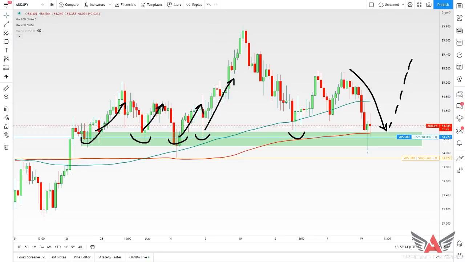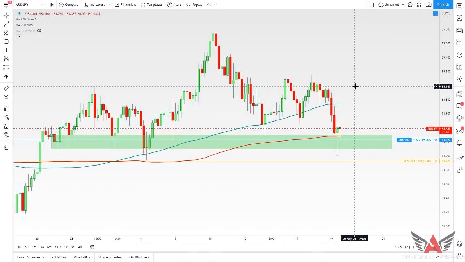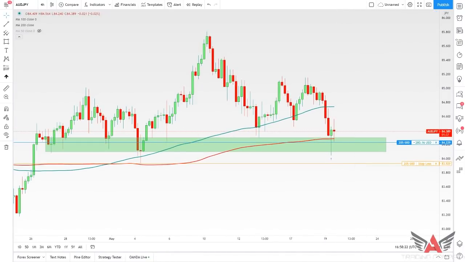Now, of course, the important part is not necessarily just where you get in, but also what you plan to do should things go wrong. So I put a stop loss on my trade just below the previous swing low. So you can see you've got this area here where we did find some demand. I really don't want to see price go much lower than this.